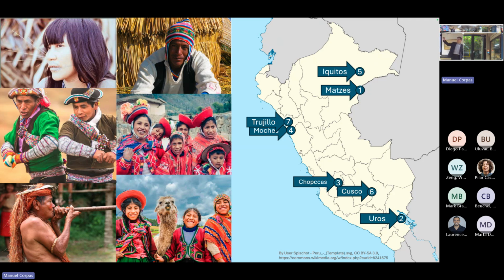It's quite interesting because the Matses live right in the middle of the Amazon jungle. You cannot see it here, but here there's Lake Titicaca. The Uros actually live on floating islands made of reeds in the middle of the lake, and they are very, very isolated. So basically, we went in August and in September. You'll see a few pictures later on.